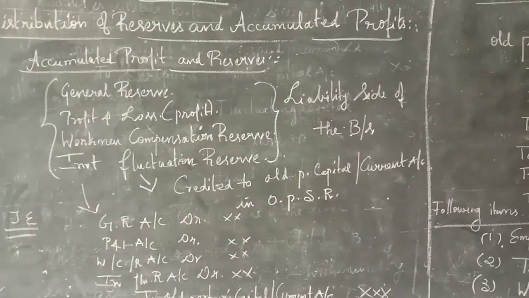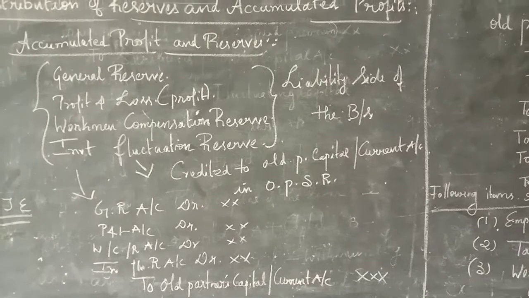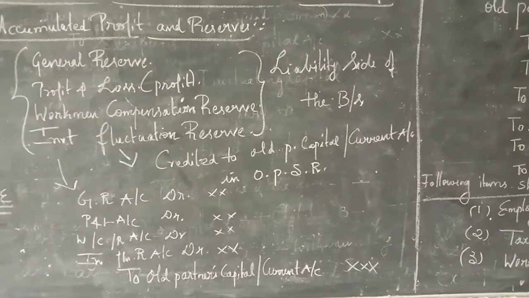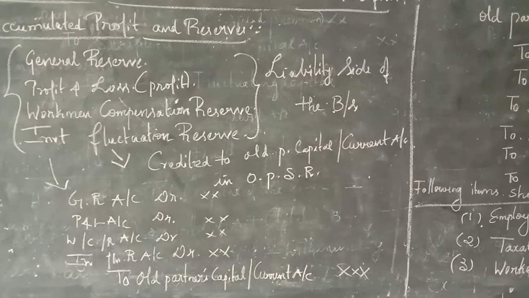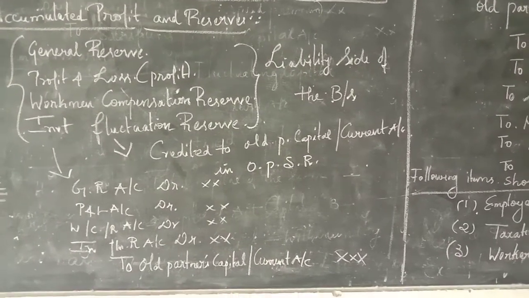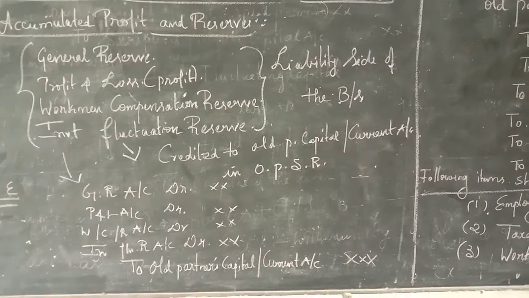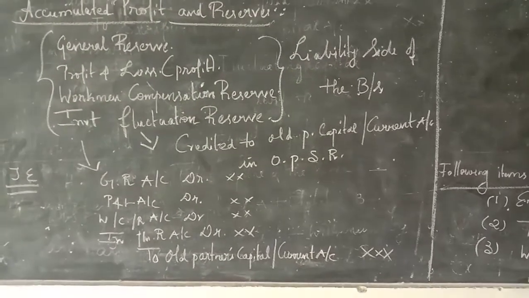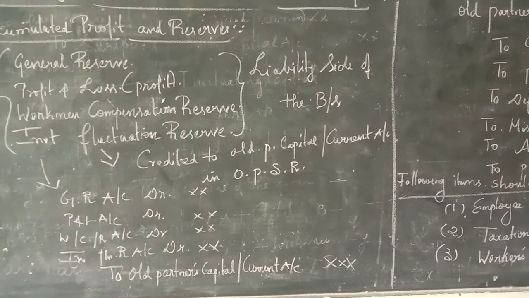So we have to distribute them at the time of admission of a new partner. This accumulated profit and reserves is to be credited, that is, distributed to the old partners' capital accounts in the old profit sharing ratio. If it is a fluctuating capital, we have to use the capital account. If it is a fixed capital, we have to use the current account.